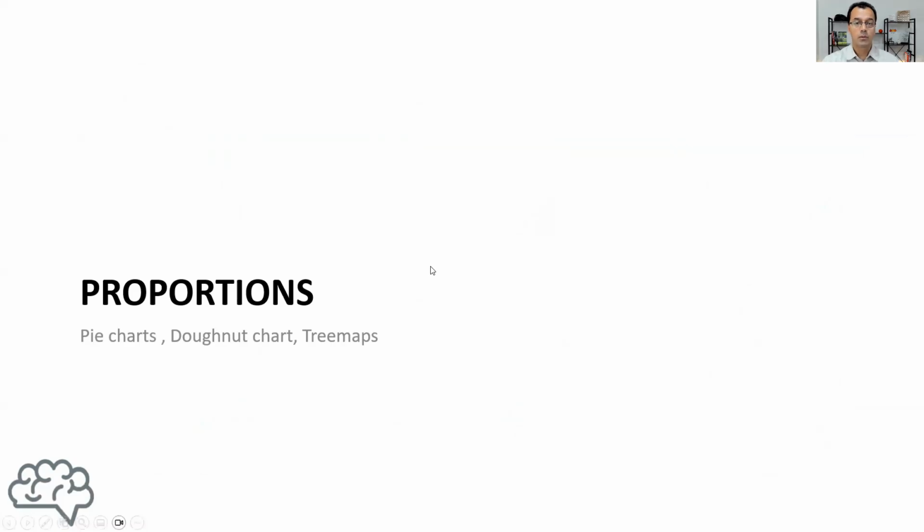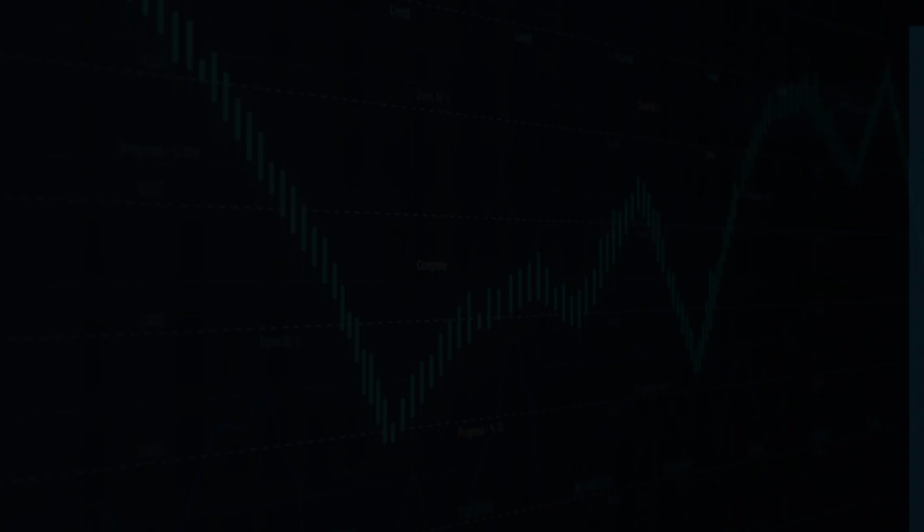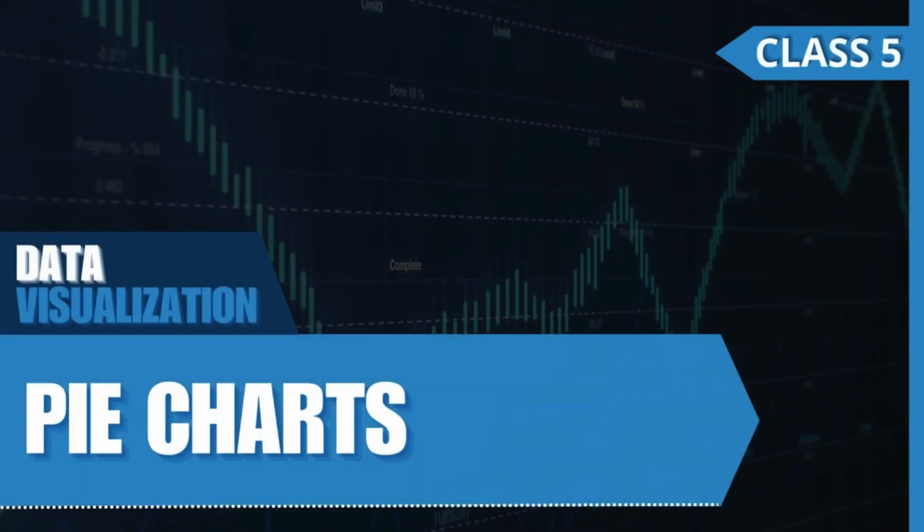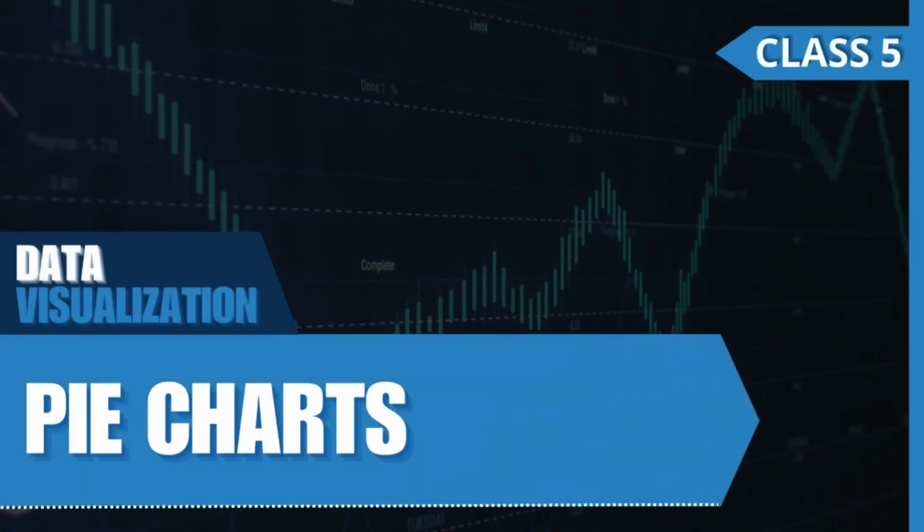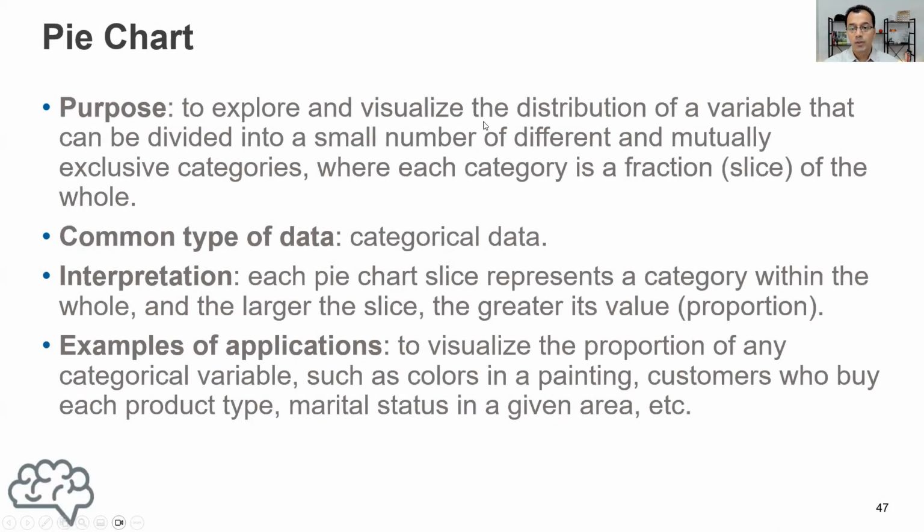Let's talk now about proportions, visuals that allow us to plot or to observe proportions. In this case, we have pie charts, the donut chart, and tree maps. The idea is to explore and visualize the distribution of a variable that can be divided into a small number of different and mutually exclusive categories, where each category is a fraction or a slice of the whole.